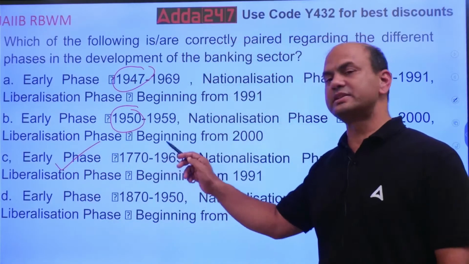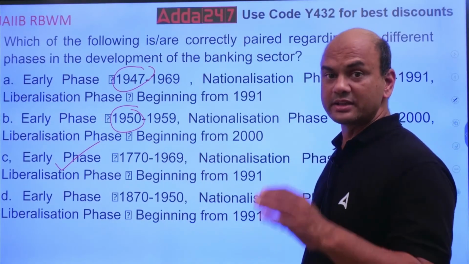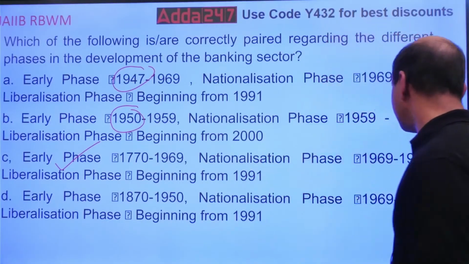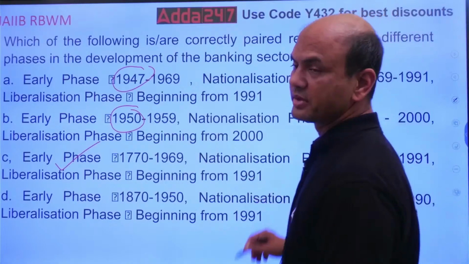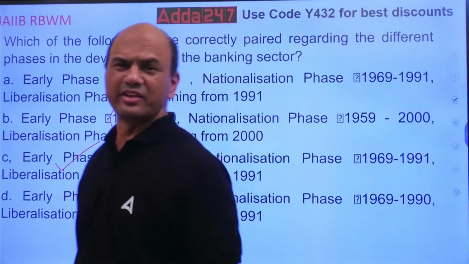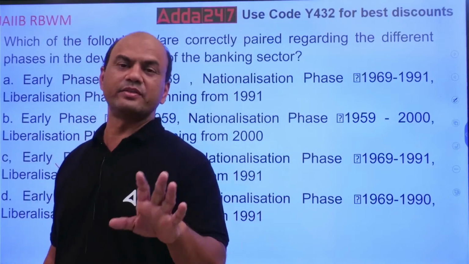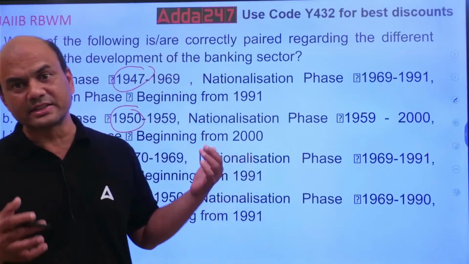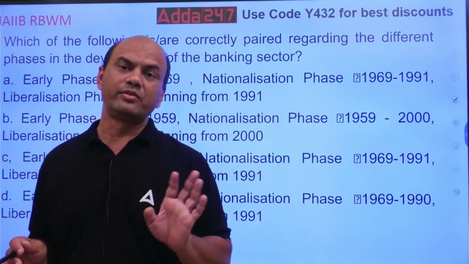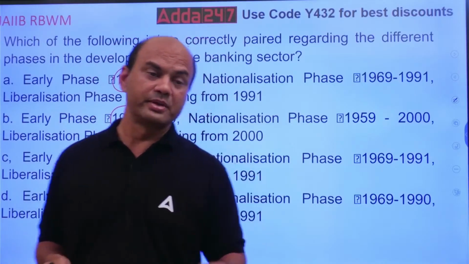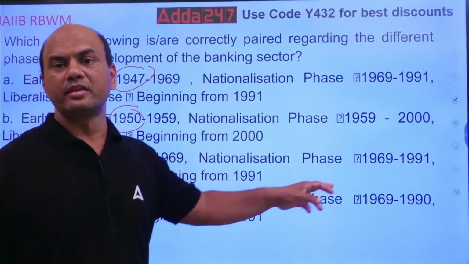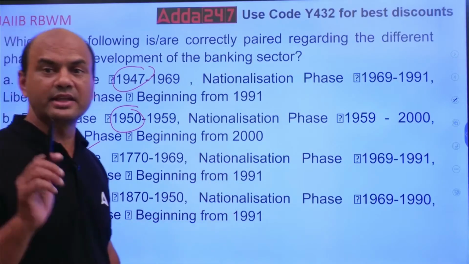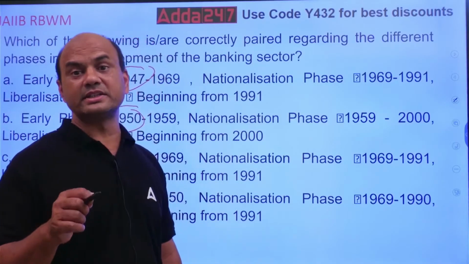Early phase 1770 to 1969, up to nationalization. From nationalization of banks to 1991. Okay. And the third phase is from 1991. Okay. In fact, more than this is given in your book. More changes have happened in the last 10 years. In fact, if you ask my personal view, more than all these combined efforts, in the last 10 years more changes have happened in banking.